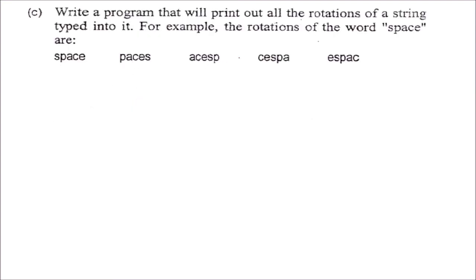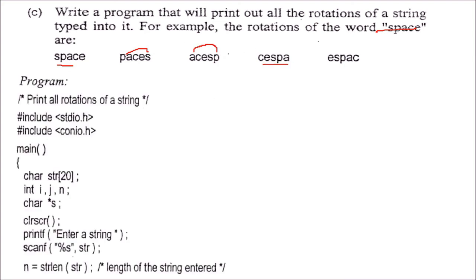Write a program that will print out all the rotations of the string typed into it. For example, the rotations of the word space are these. So these are all the possibilities. I can write space as this, spaces, SP, SESPA, whatever. All these possibilities are to be given. So we write a program to print all the rotations of a string.